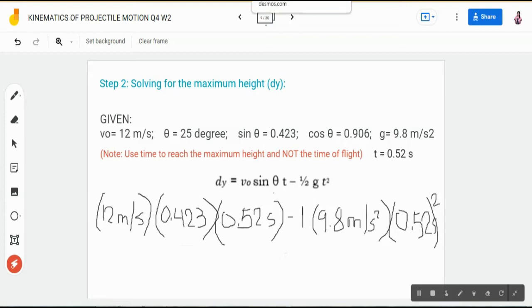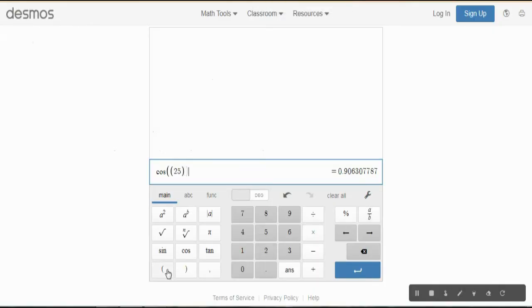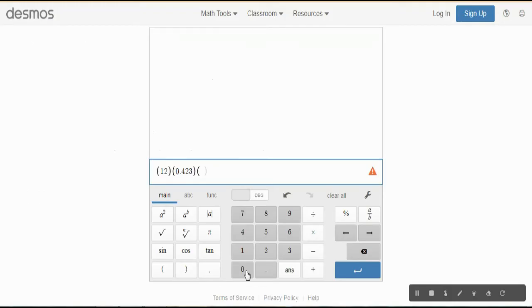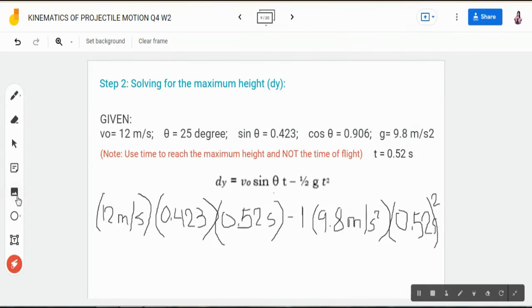Dito tayo sa ating calculator. So, we have 12 times 0.423, and then times 0.52 seconds. So, that gives us 2.63952. So, lagay natin 2.63952.